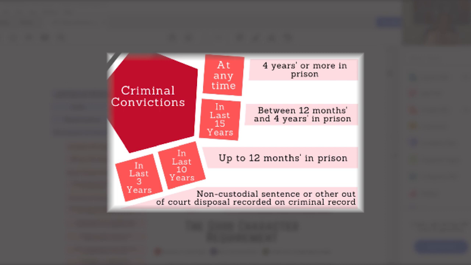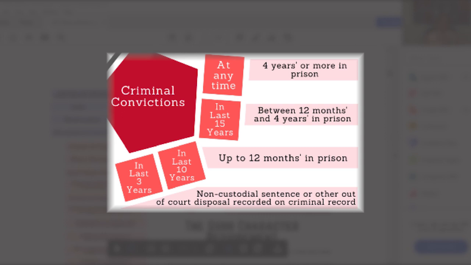So let's say you came out of prison 10 years ago, and you were serving a 12 months sentence. Then you need to wait another 5 years before you can consider applying for naturalization and before you can consider that you have a good character. Otherwise, if you apply, you just lose your money. So if you have been in prison for up to 12 months, then you have to wait 10 years.